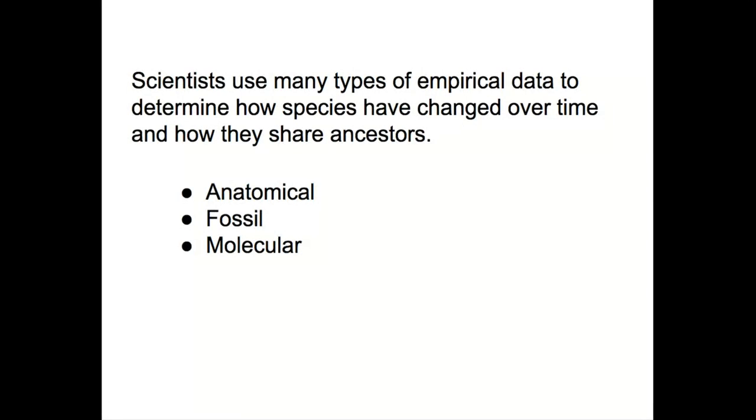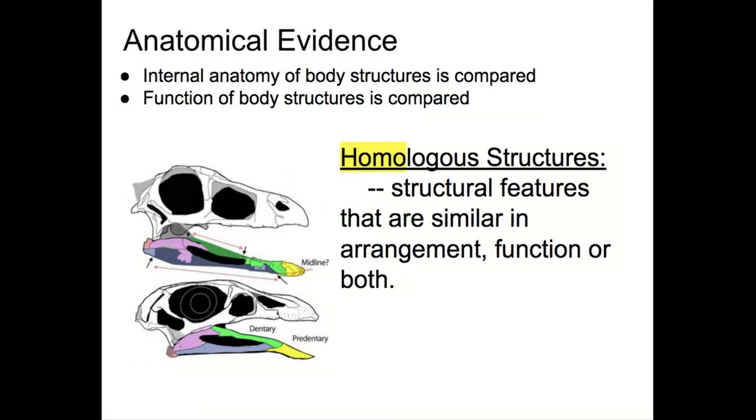Scientists use many types of empirical data to determine how species have changed over time, and empirical data means observable data. The three types that we're going to talk about today are anatomical, fossil, and molecular. The first one's anatomical evidence, and just like it sounds, it has to do with the anatomy of an organism or organisms.